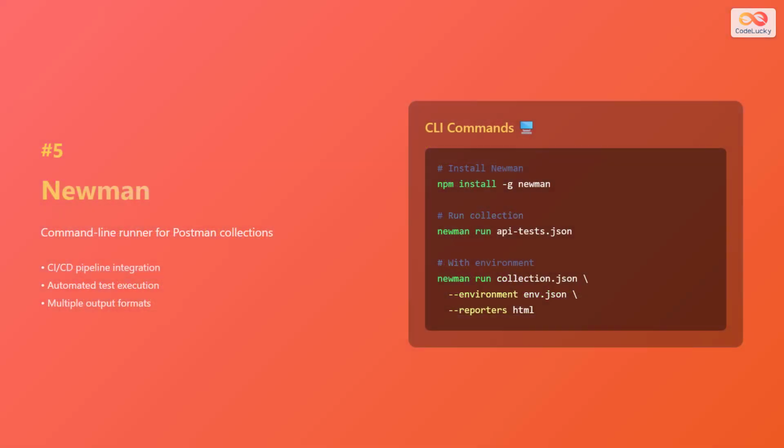Our final tool is Newman. Newman is a command line runner for Postman collections. It is designed to be run from the command line and is often used in continuous integration and continuous delivery, or CI/CD pipelines. Key features include CI/CD pipeline integration, automated test execution, and multiple output formats. Here are some example command line interface or CLI commands. This demonstrates installing Newman globally using npm, running a collection, and running a collection with environment and reporters.